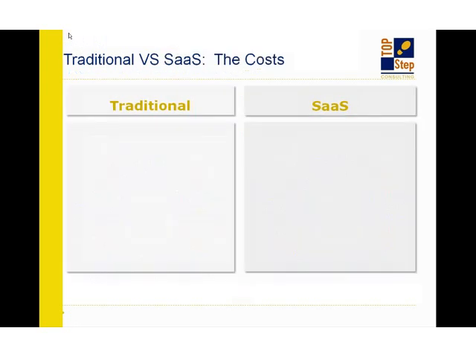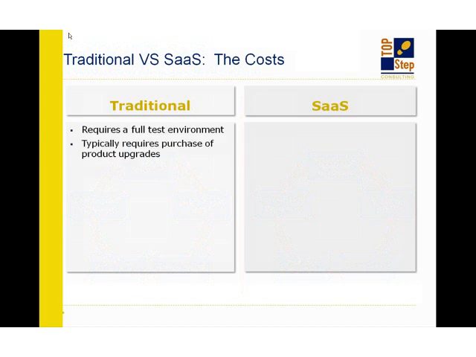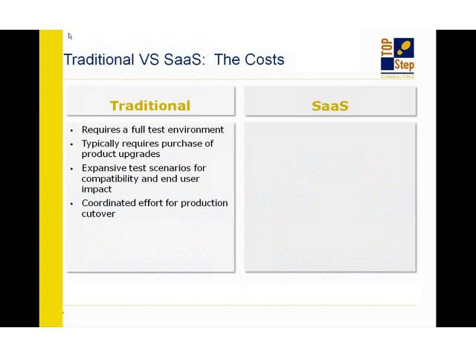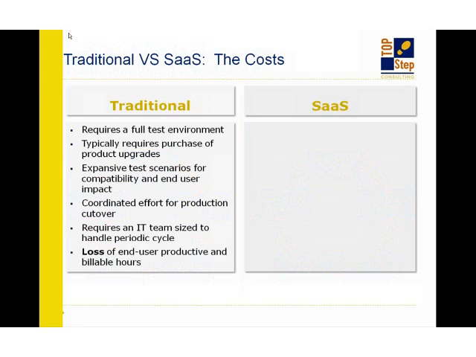So the bottom line is, well, let's go through the costs. And I've actually talked about some of these costs as I was going through the cycles. We have to set up a full test environment, and you may have to actually purchase your product upgrades, things like operating system upgrades or product upgrades. They are really different products, so you may have to purchase those. You do have to do expansive test scenarios, as we talked about in the test window, and then have a coordinated effort for your production cutover activities. So all of that requires sort of a team of people, and that's why it's really only done once or twice.